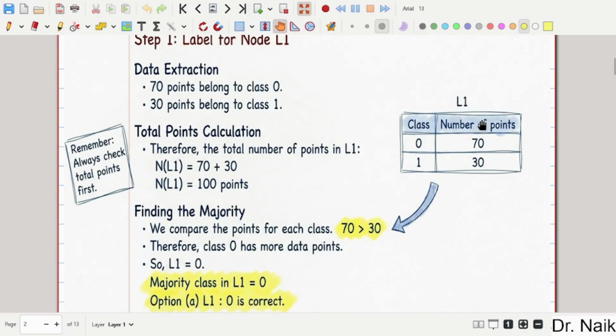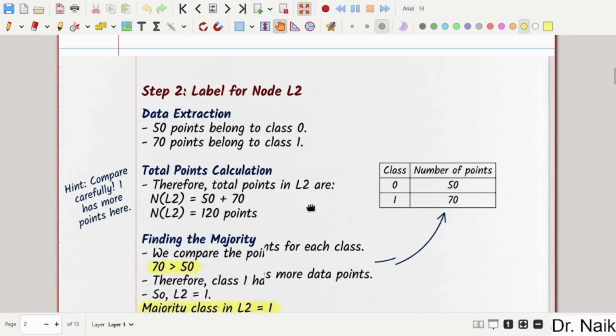In node L1, compare the classes of each point. So 70 is more than 30. So it clearly means that class 0 has more data points. Therefore, the majority class in L1 is class 0. So L1 belongs to class 0. So we will label L1 as class 0.